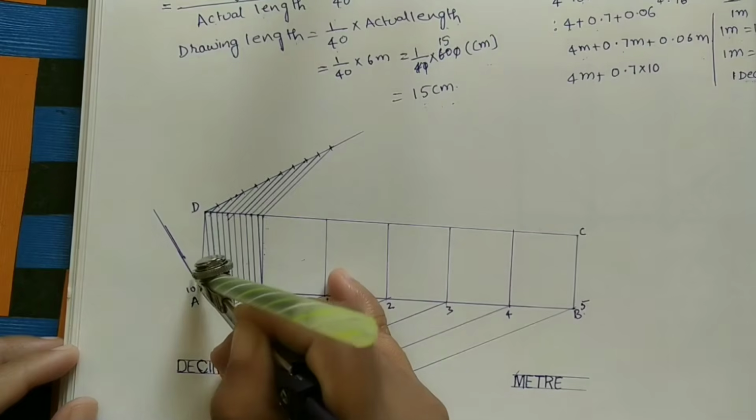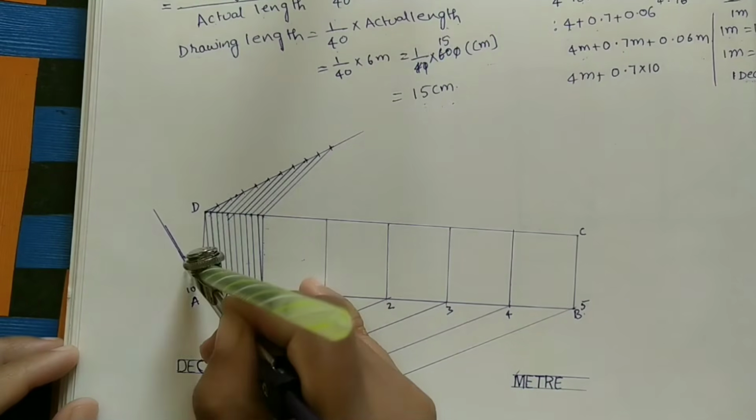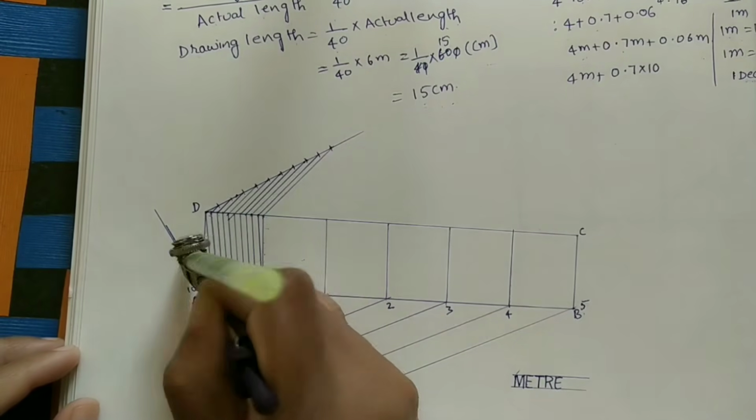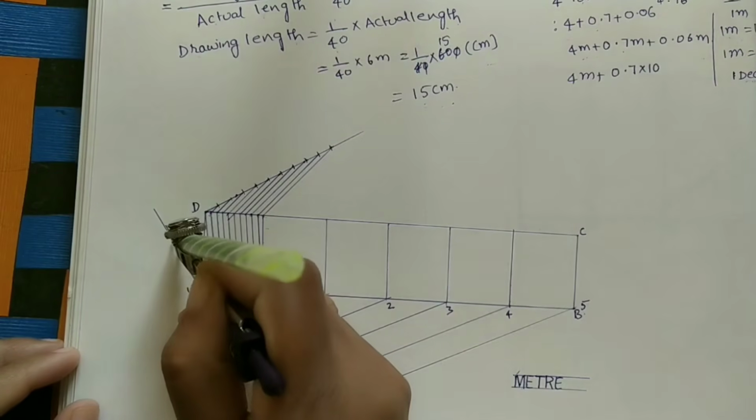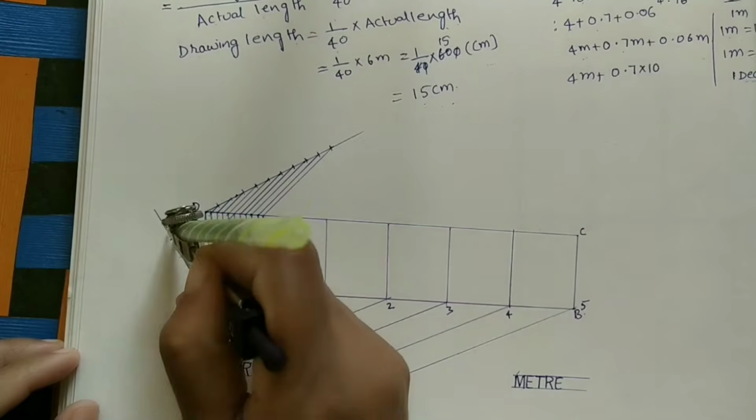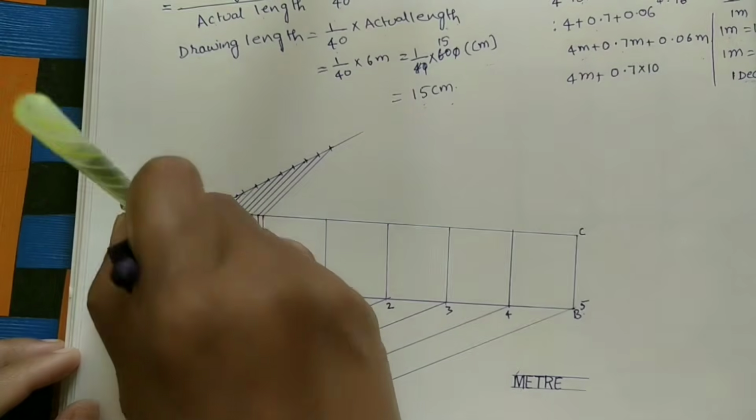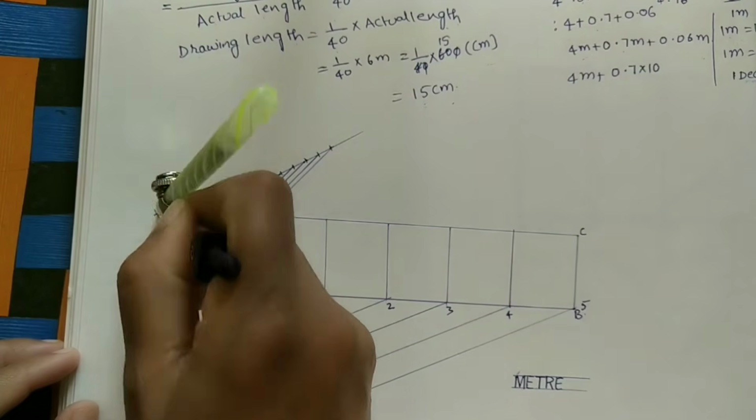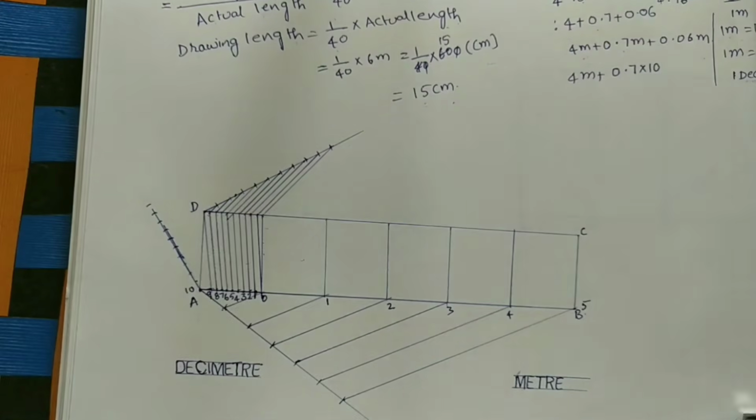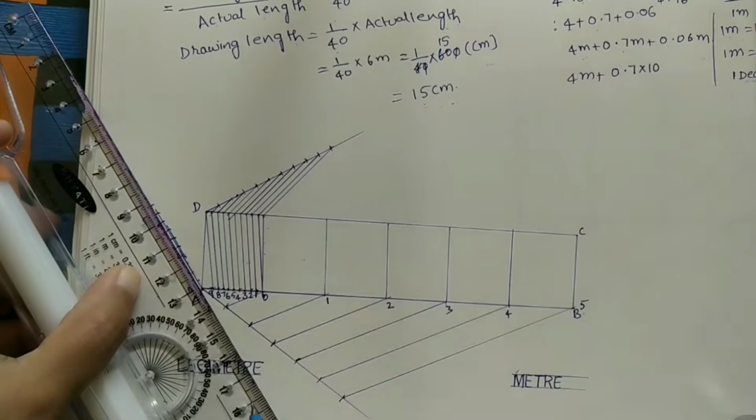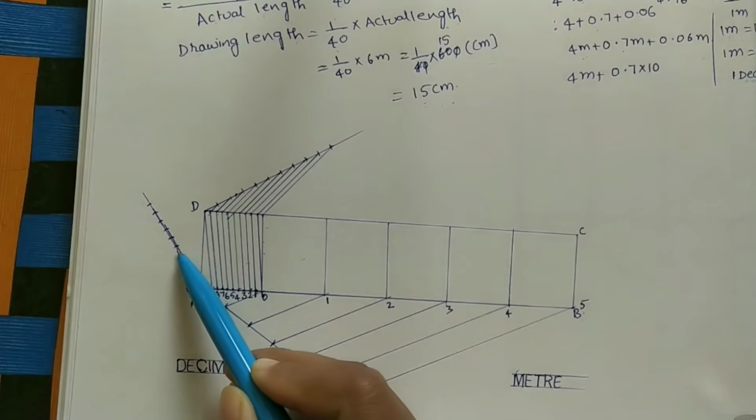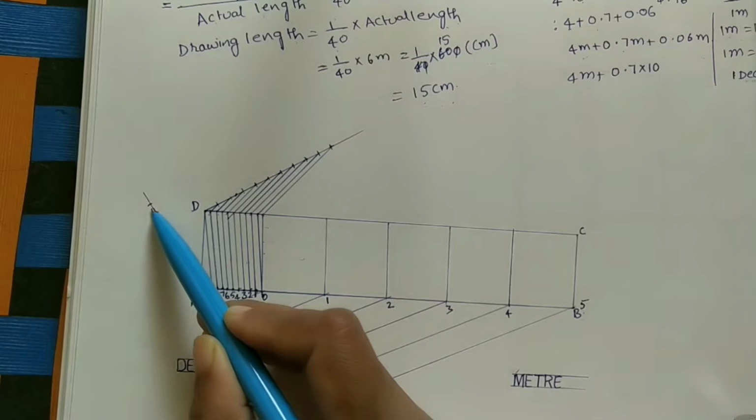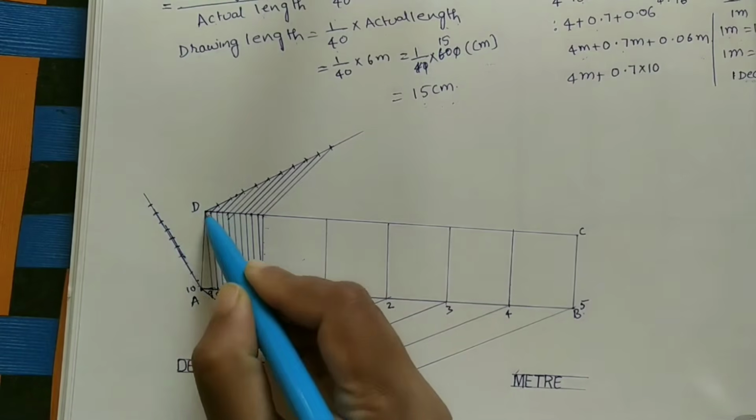First part, second, third, fourth, fifth, sixth, seventh, eighth, ninth, 10th. Okay, here extend the line in this direction. So count it once again, 1, 2, 3, 4, 5, 6, 7, 8, 9, 10. Join this last point to D.